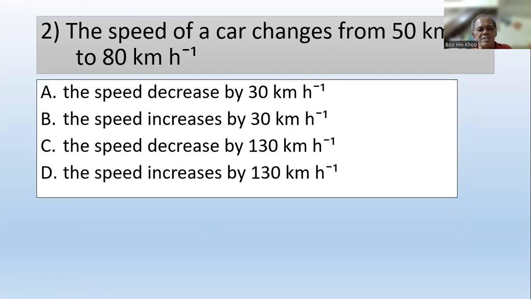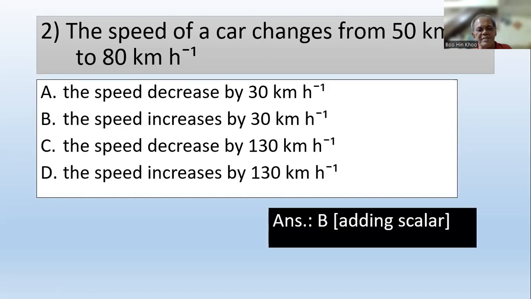Speed of a car changes from 50 km per hour to 80 km per hour. So which is the right answer? Correct, B. We are adding scalars, subtracting scalars if you like. The speed increases by 30. 80 minus 50 is 30.